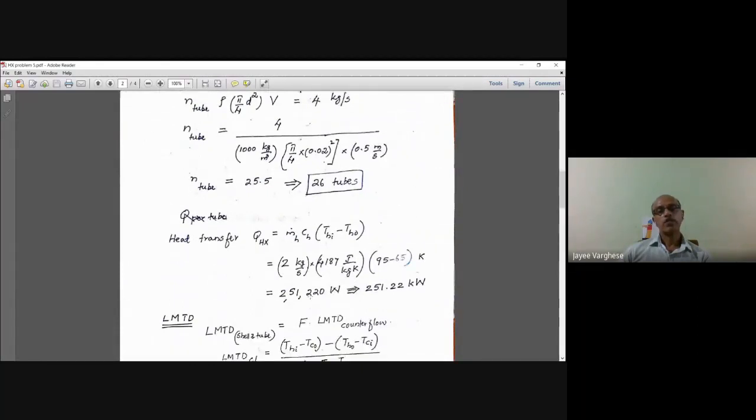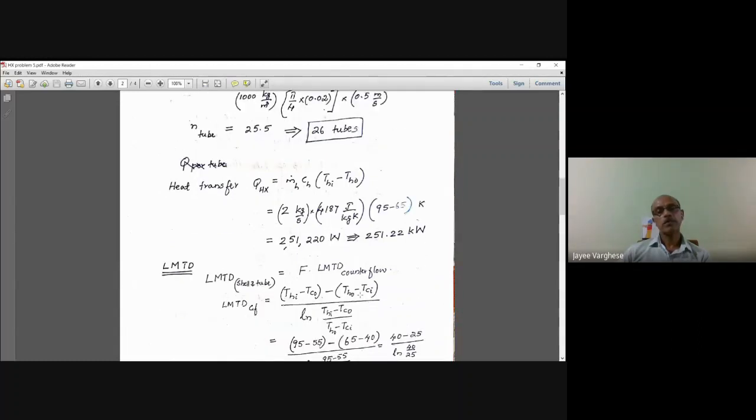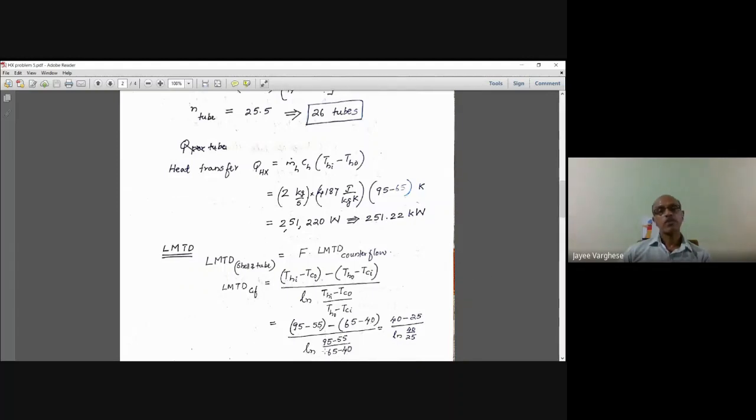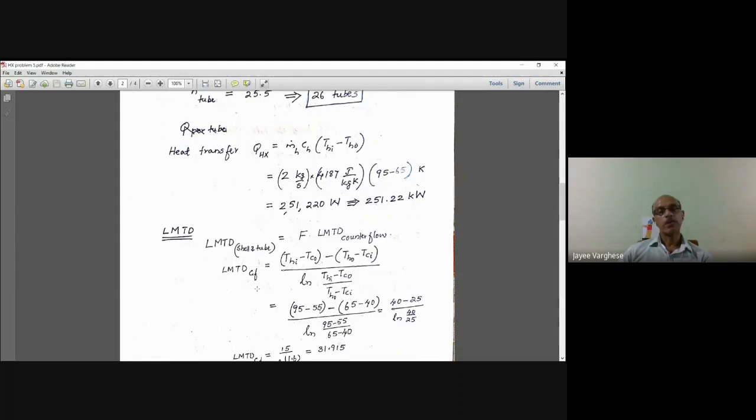Now, the actual heat transfer is equal to mass flow rate into specific heat into Thi minus Tho. Substituting the values, we will get the heat exchange is equal to 2,51,220 watts, or in kilowatt, we can write it as 251.22 kilowatt. Now, how to calculate the LMTD?